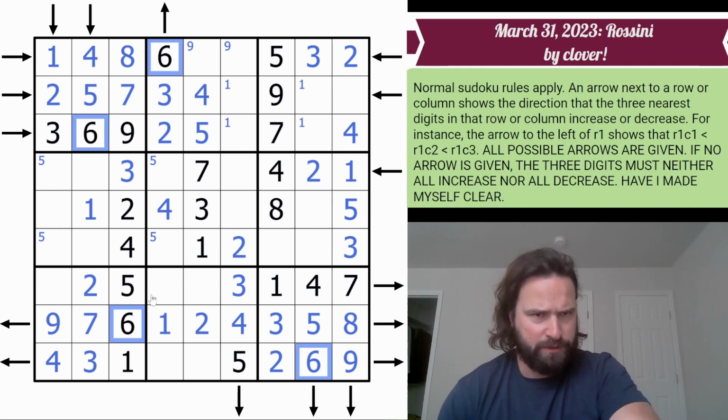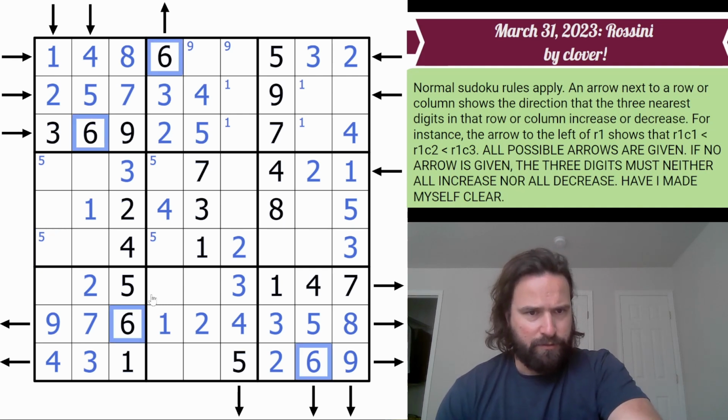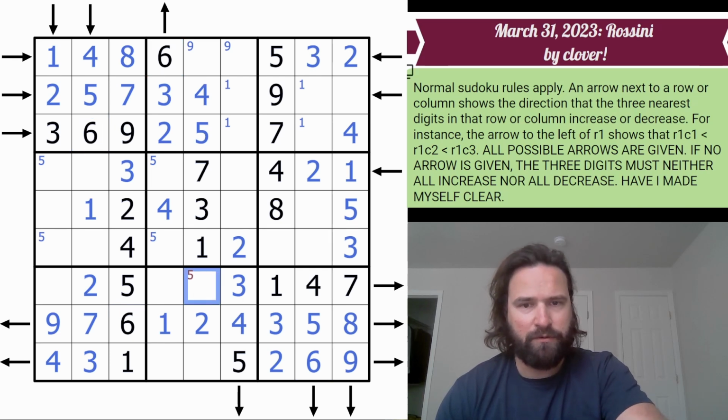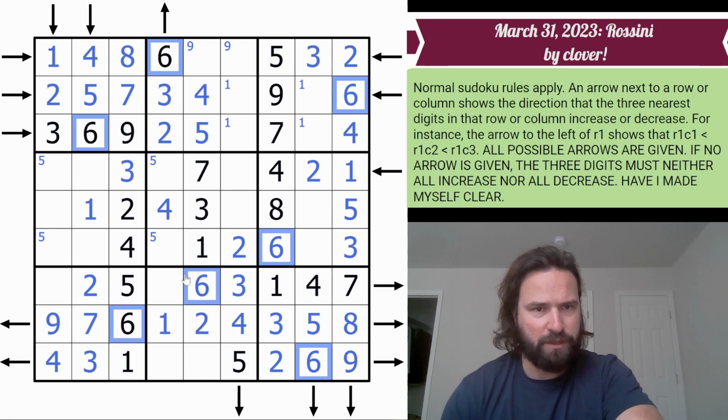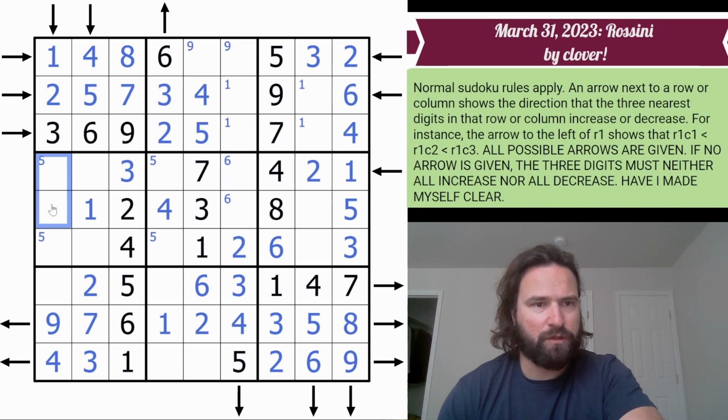Sixes. Oh, this has to be a 6. That's not the right number or the right thing. This has to be a 6. 6 here, which forces a 6 here, which must do this box, right? No, it doesn't. It's one of those two. Yeah, we still don't know about sixes. Alright, it's one of these two and one of these two, I think.